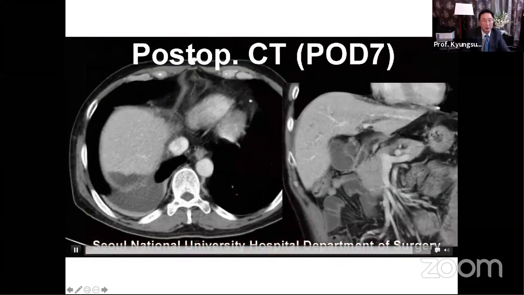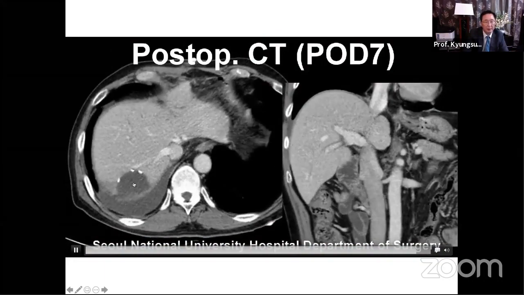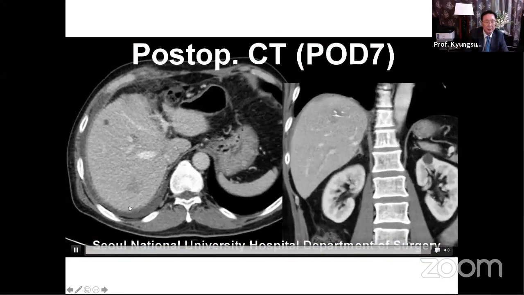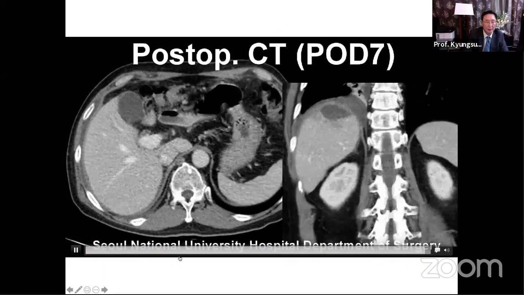And then this is a postoperative CT scan. As you can see, the tumor is well removed. There is no congestion or ischemia in the region. The patient was discharged 3 days after the operation.